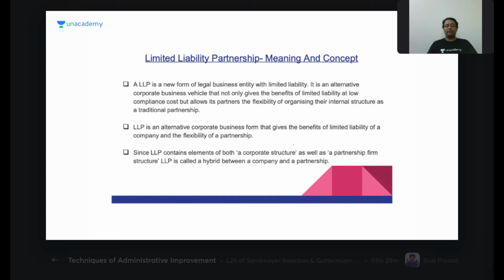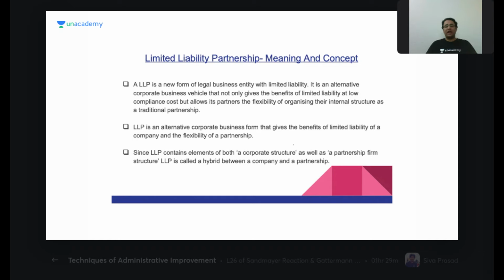LLP is an alternative corporate business form that gives you the benefits of limited liability of a company and the flexibility of a partnership. Like I told you earlier, one of the main features of a private limited company is that the liability of the members is limited. There is no unlimited liability for the members. So in such a case, what happens when the company goes bankrupt? If and when the company goes bankrupt and has no money, the maximum amount that the company can claim from its members is the unpaid amount on the share capital held by them.